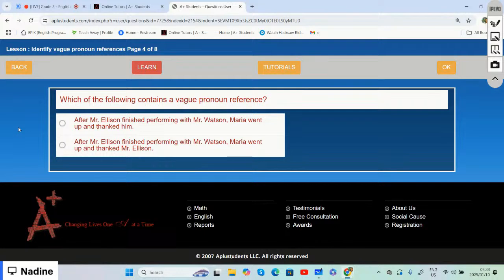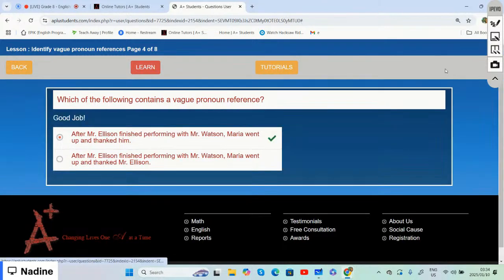And if we were to choose the correct option, that contains a vague pronoun reference that shows that it is not clear, we're going to choose option one. After Mr. Ellison finished performing with Mr. Watson, Maria went up and thanked him. That could refer to Mr. Ellison or it could refer to Mr. Watson. So it is not clear.